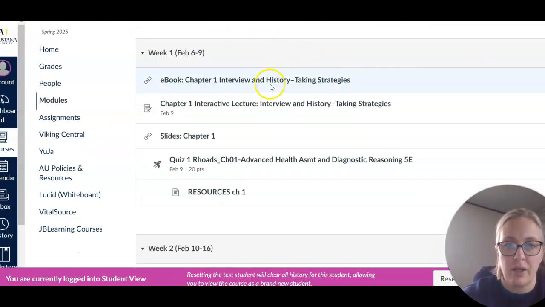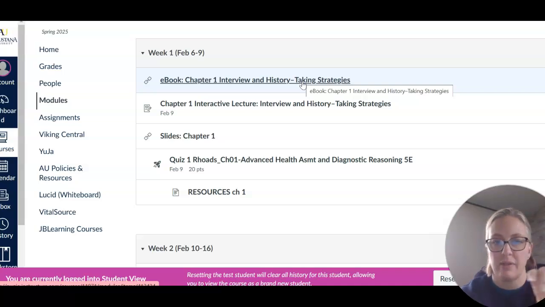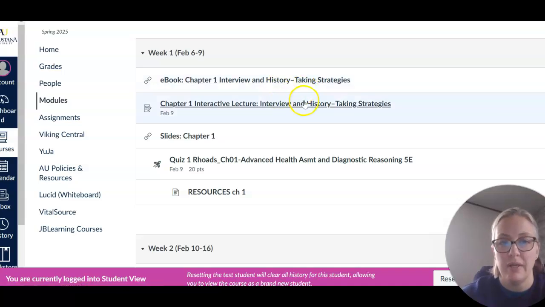So I gave these links as options. You can either just do the ebook, which is the one that I showed that had the graphics on there, or you can go to the interactive one. They're the same thing. It's just how do you want to read them? The interactive is what has the questions built in for you to review.